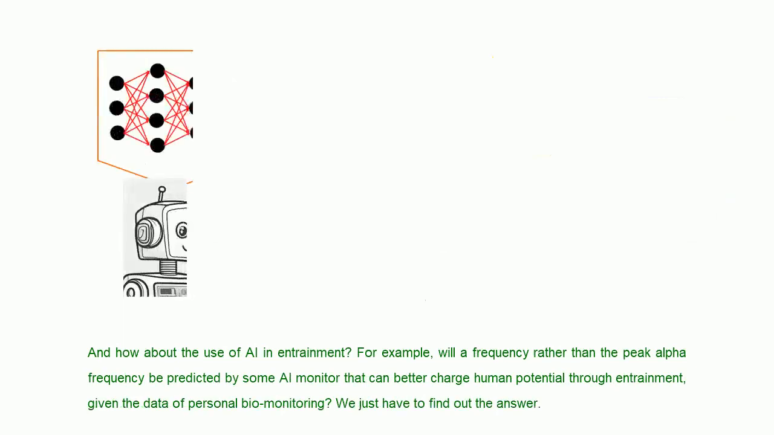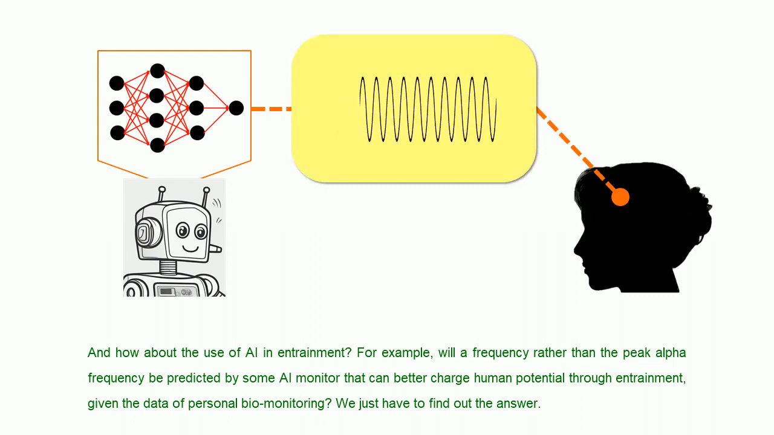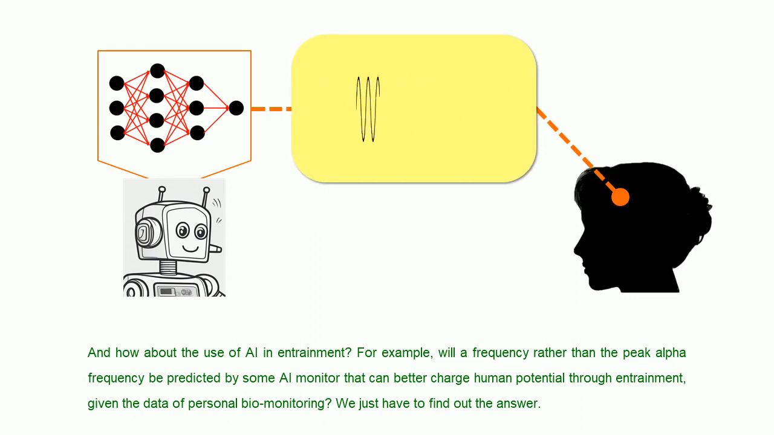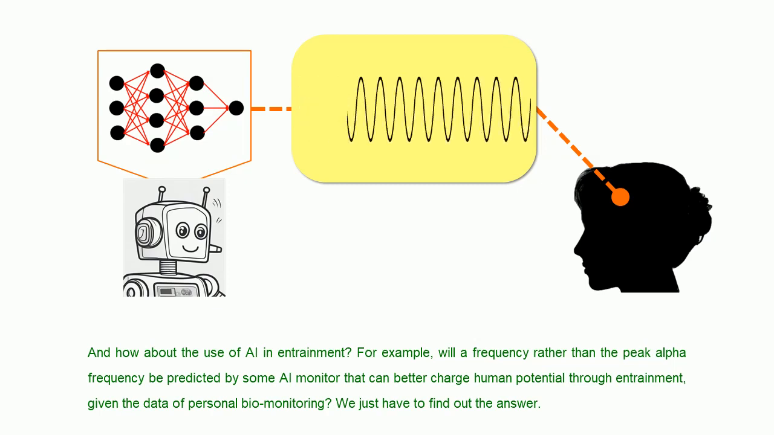And how about the use of AI in entrainment? For example, will a frequency other than the peak alpha frequency be predicted by some AI monitor that can better charge human potential through entrainment, given the data of personal biomonitoring? We just have to find out the answer.